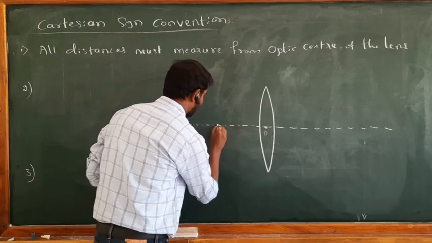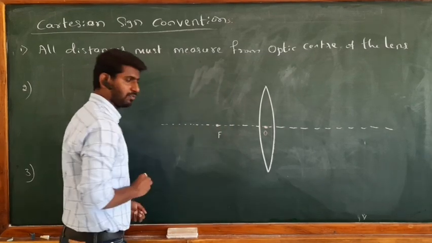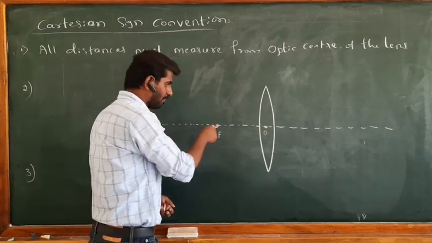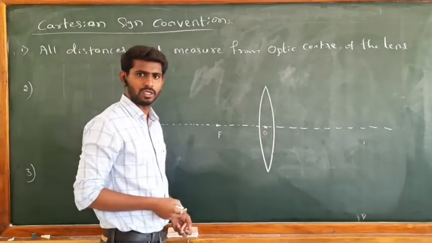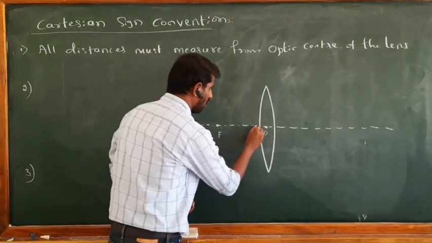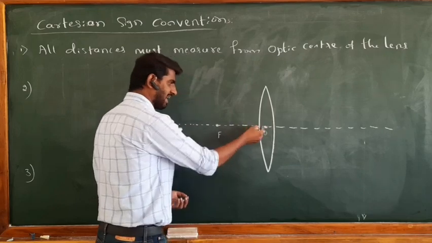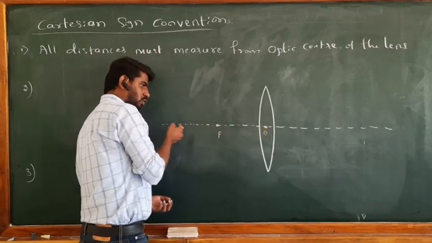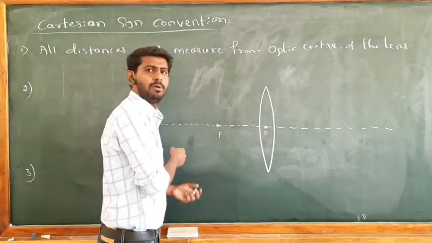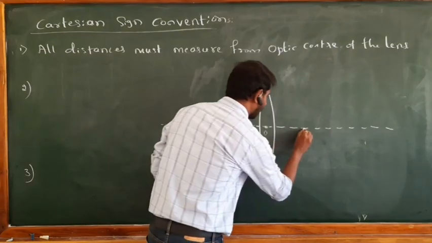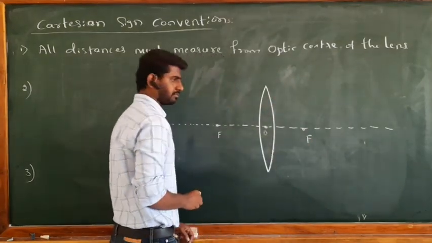For example, I want to measure the focal length. What is focal length? The distance of the principal focus from the optic center. So again, we have to measure 1, 2, 3, 4, 5, 6 like this from the optic center to the respective points. Okay, here for a lens there will be two focal lengths.